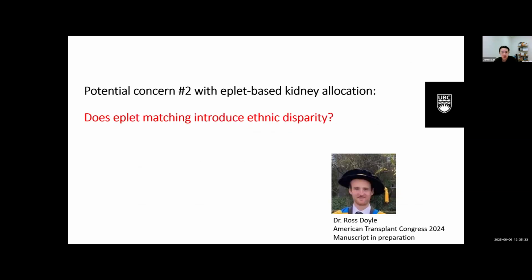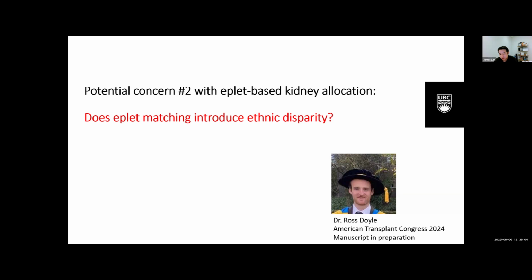The second question was, are we going to introduce ethnic disparity in our process? So you can imagine an indigenous person, let's say living in Vancouver, where the donor ethnicity is primarily Caucasian. Are they going to wait? Are they going to have a hard time finding a well-matched donor compared to someone who's Caucasian on the waiting list?